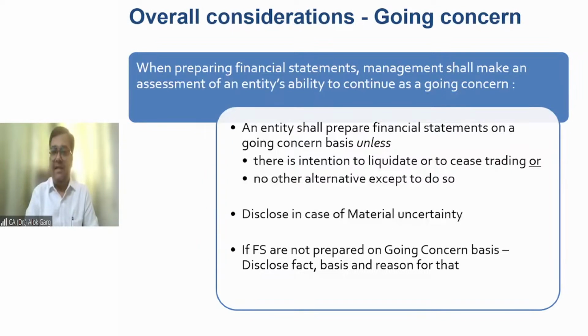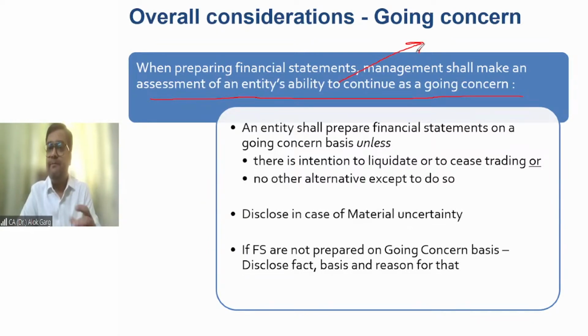When preparing the financial statement, management shall make an assessment of an entity's ability to continue as a going concern. Management shall make an assessment of an entity's ability to continue as a going concern. Ability to continue as a going concern in future, but for what period? How can you say, sitting today, that my business will be able to run for the next 15 years, next 20 years with confidence? You cannot say that, right? For example, people were not aware about COVID. So even good businesses have failed in COVID, right?